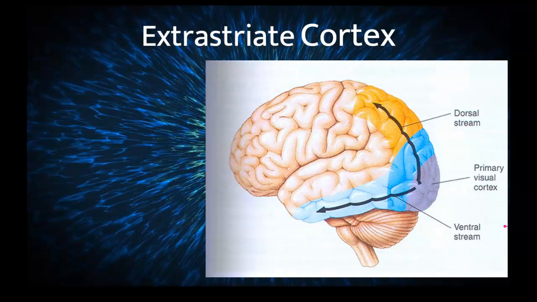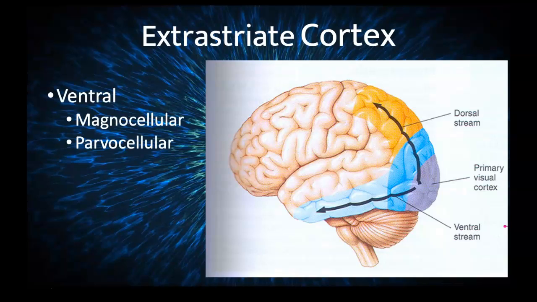Visual processing can occur in 2 different streams of the extrastriate cortex, the ventral or the dorsal stream. The ventral stream receives information from the magnocellular and parvocellular layers in the LGN. The dorsal stream receives information mostly from the magnocellular layers. So, that's how light moves from the retina to and through the brain.